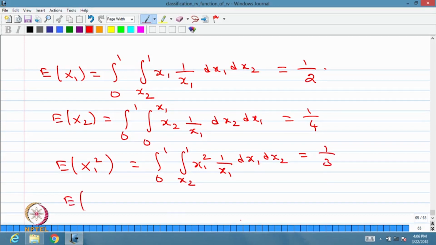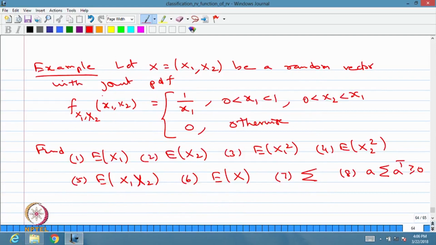Similarly, you can go for expectation of x2 square, that is again 0 to 1, 0 to x1, x2 square, 1 divided by x1, dx2 dx1. I am using the same definition again. That is same as 1 divided by 9. So till now we have got expectation of x1, expectation of x2, expectation of x1 square, expectation of x2 square.